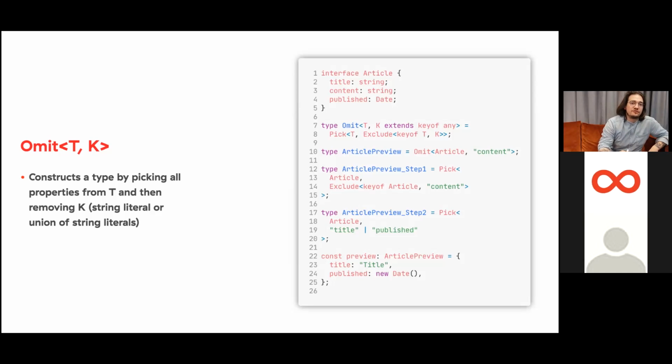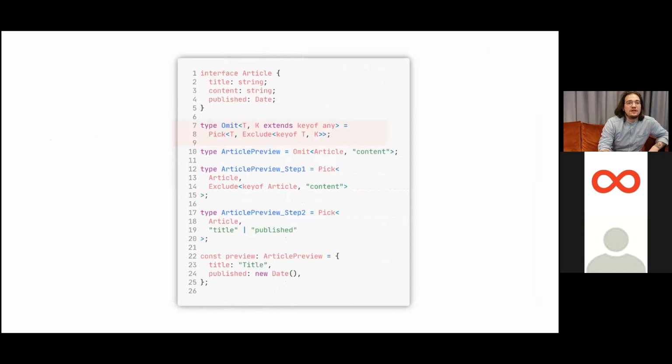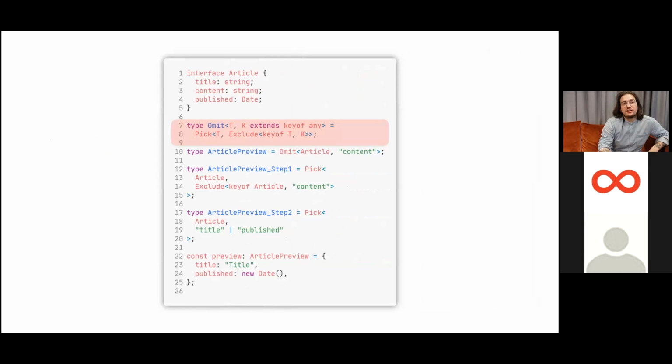Omit is actually interesting because it uses both pick and exclude. And pick, we've seen, is a map type, and exclude is a conditional type. So remember the article interface we had before. If we wanted to create an article preview, we had to pick title and published. But it would be easier, especially if you have 50, maybe 10 properties on an object, on an interface, and you don't need only one of them. Instead of picking 9 of them, it would be cool just to omit the one. And that's what omit basically does.